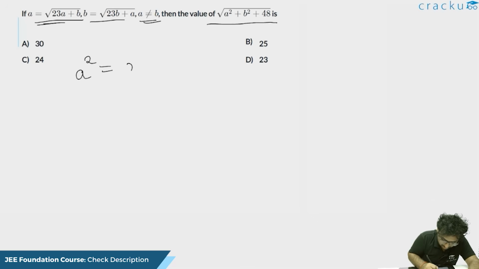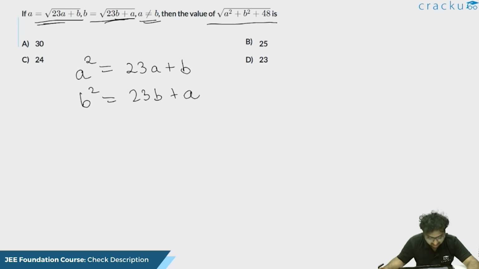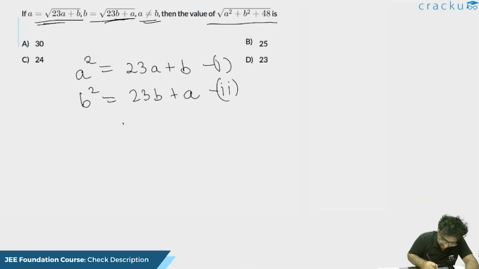A square is equal to 23a plus b. And let me square this. So I get b square is equal to 23b plus a. Now can we see the coefficient of a in the first equation and the coefficient of b in the second equation is the same. So I will subtract both the equations, 1 minus 2.